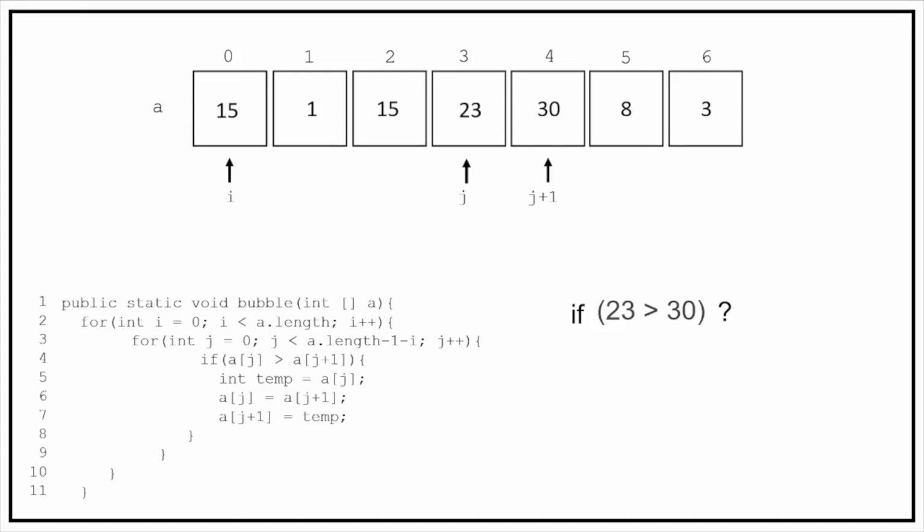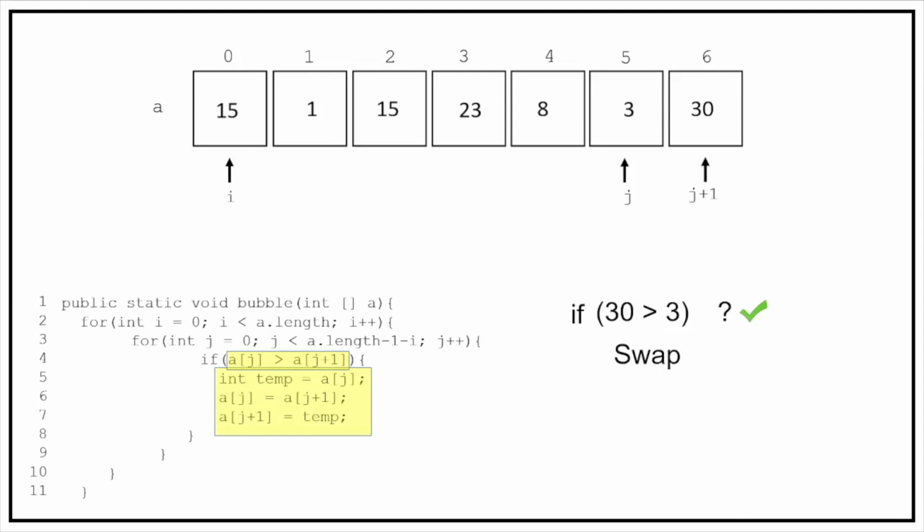Now we have the question, is 23 greater than 30? False. It is not. So we don't swap, but still increment j. Moving forward, we have the question, is 30 greater than 8? True, which means we will swap and increment j. Now we have the same question, is 30 greater than 3? True, which means we swap. Now you can see why it is called bubble sort. The largest bubble floats to the top, being index 6.